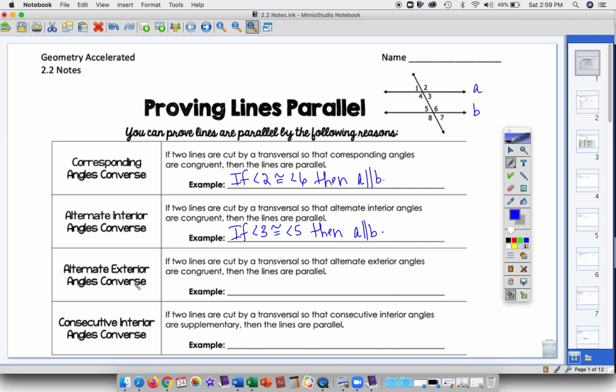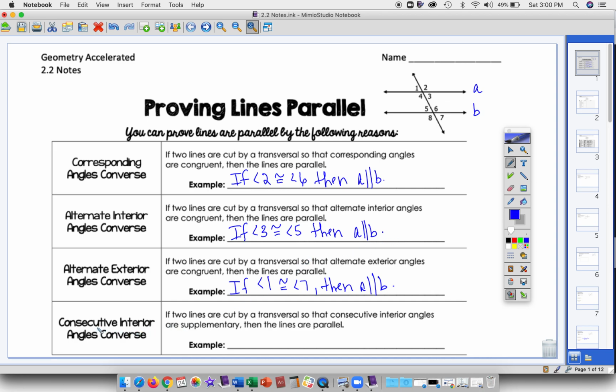Alternate exterior angles converse. If two lines are cut by a transversal so that alternate exterior angles are congruent, then the lines are parallel. So let's go with 1 and 7. If angle 1 is congruent to angle 7, then A is parallel to B.